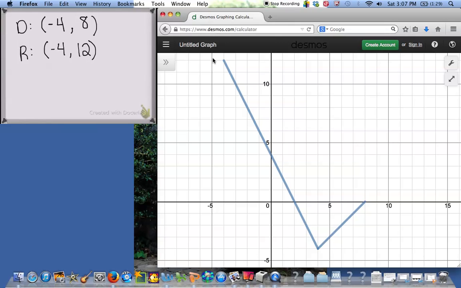Now we'll get more into open circle and closed circle later, but just need to know, can the value actually hit that point? If it can, it is a bracket. If it cannot, it will be a parenthesis.